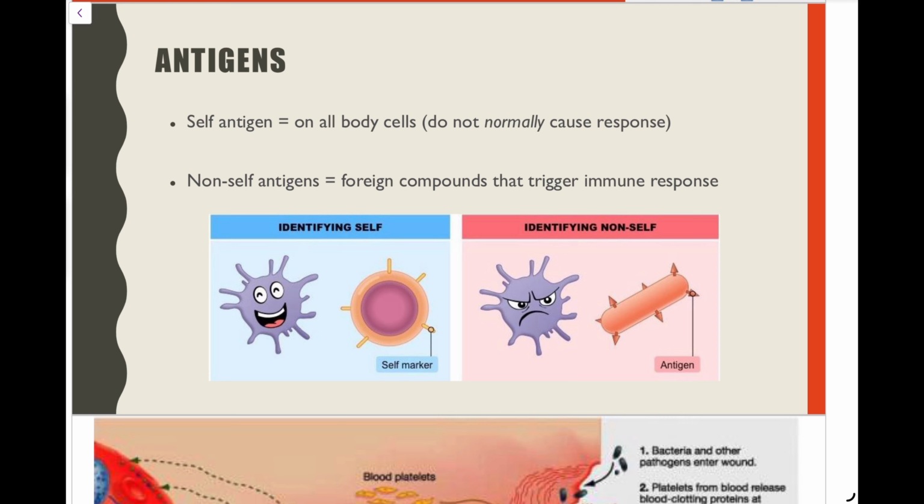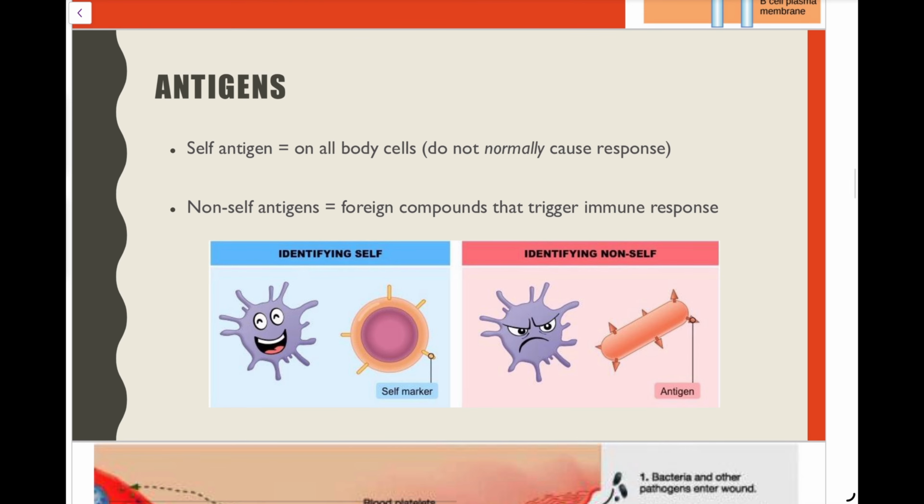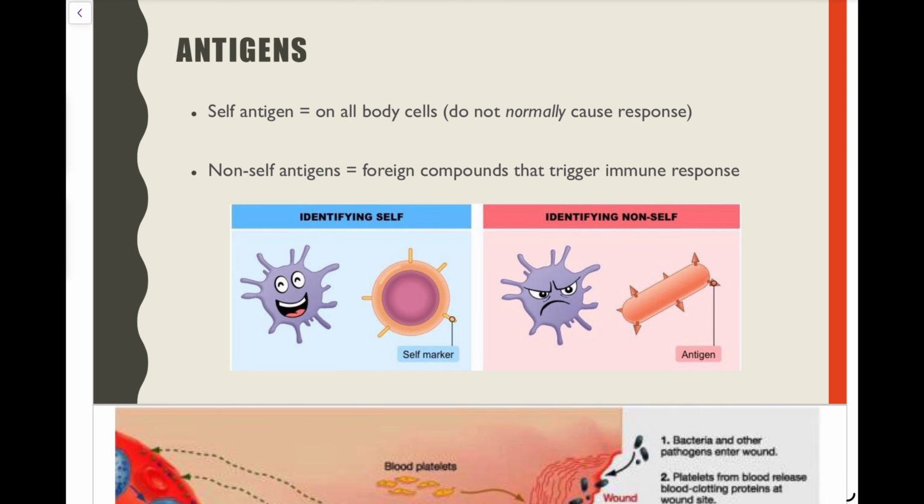So, two types of antigens that we can find. We have our self-antigens, and these are found on all body cells. And these ones, generally speaking, unless we're talking about autoimmune conditions, won't cause an immune response. And secondly, we do have our non-self antigens. And these ones, the key idea here is that they are foreign compounds that will trigger an immune response.